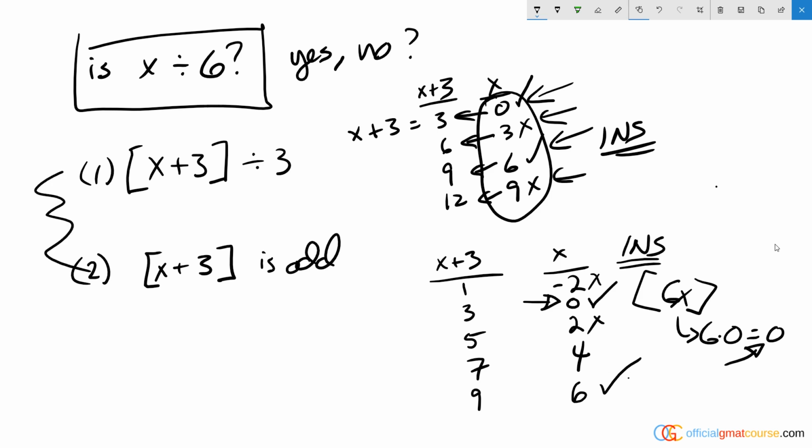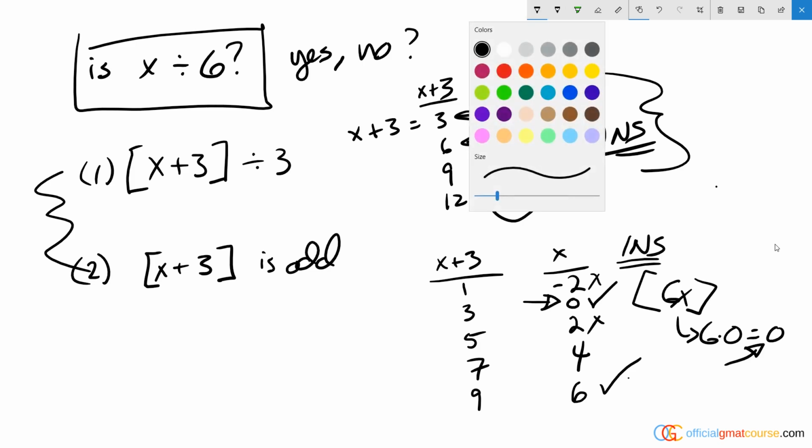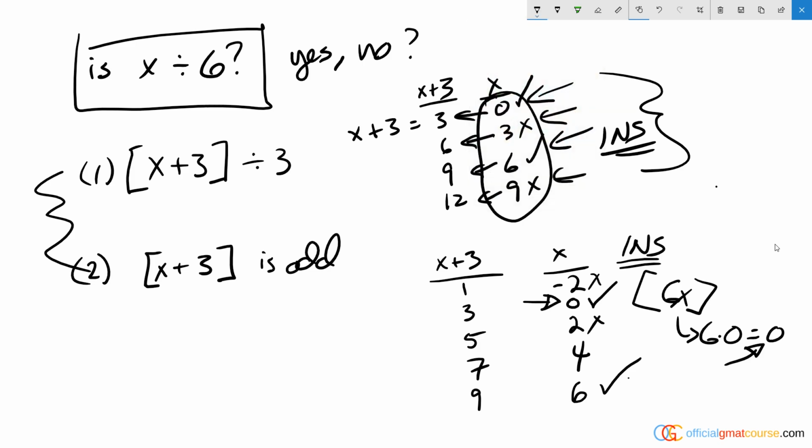Looking at the two statements together, look at our original situation up here. How many of these numbers are odd for x plus 3? Well, we have this number here and this number here that are both divisible by 3 when x plus 3 is divisible by 3, and x plus 3 is also odd. What happens to the results of those numbers? Well, when we look at what x was, 0 or 6, both of which are divisible by 6, we're getting a consistent yes answer.